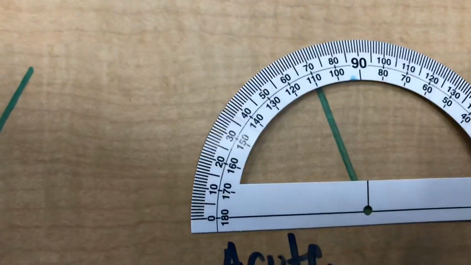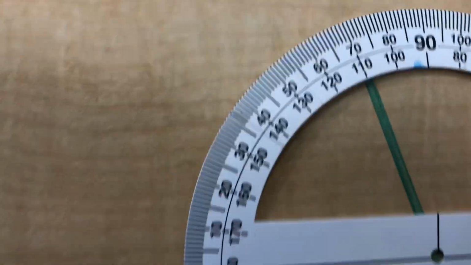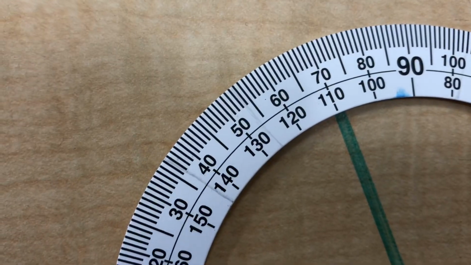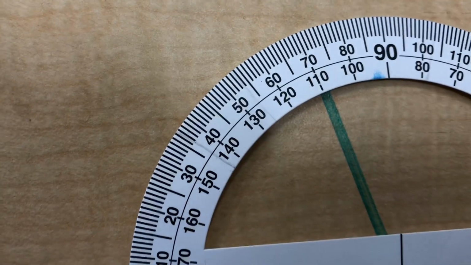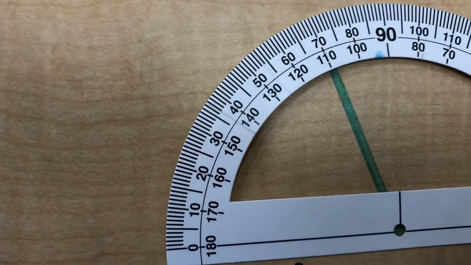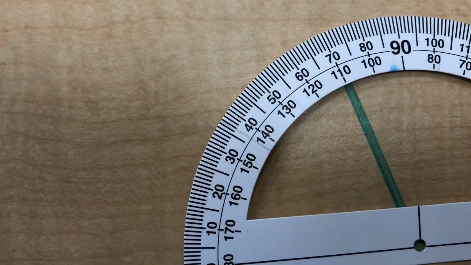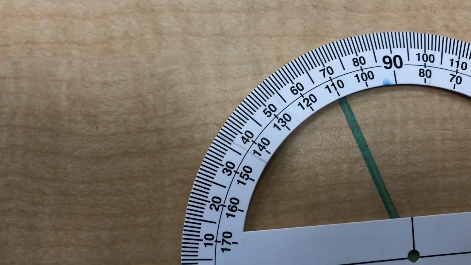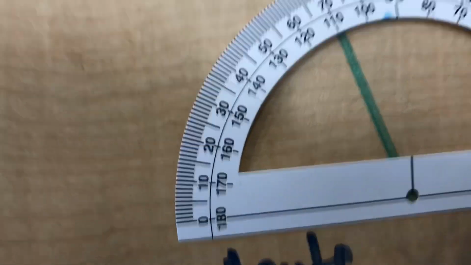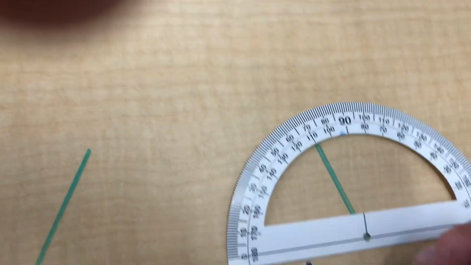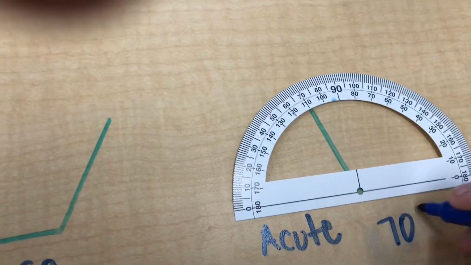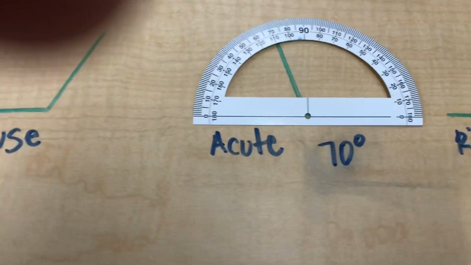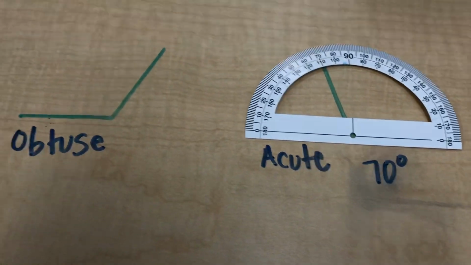And so if we're looking at our protractor, we see that our green line matches up to 70 and 110. So if we know an acute angle is smaller than 90 degrees, which one of those measurements are we going to choose? Right, we're going to choose the 70 degrees because we know it's already an acute angle, so it has to be smaller than 90 degrees.